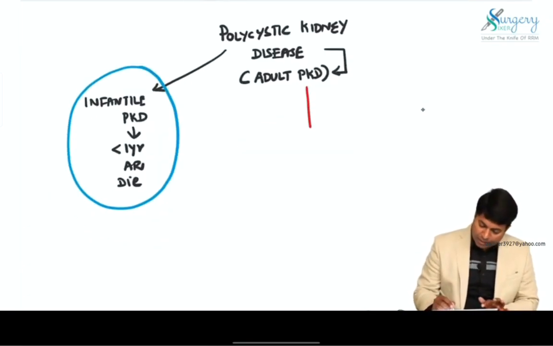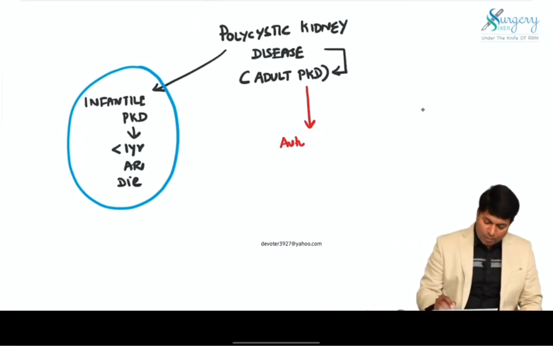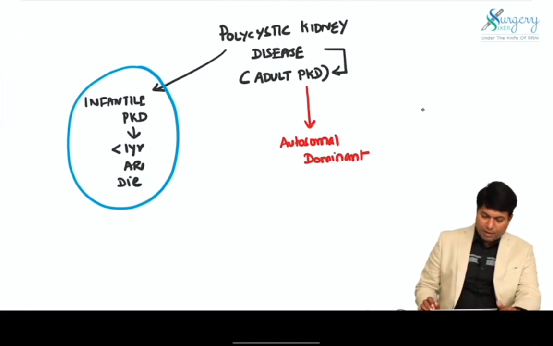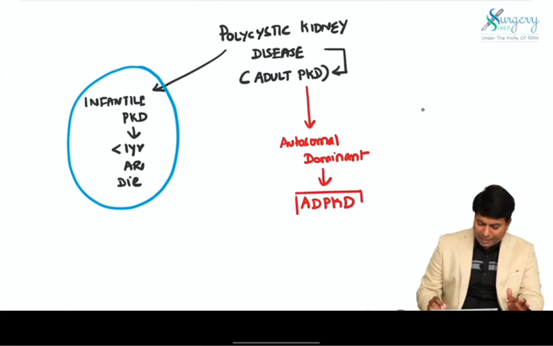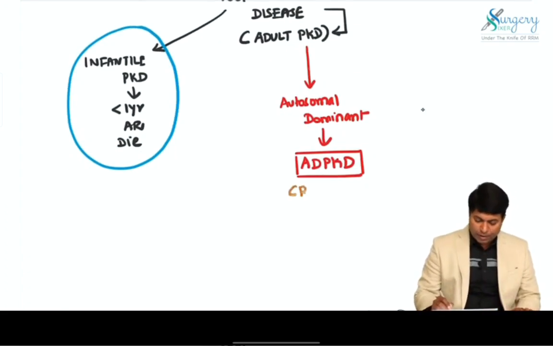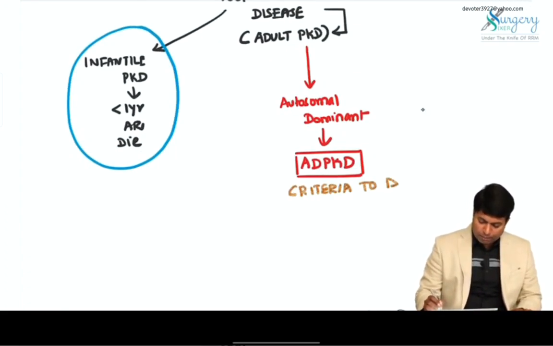What we are going to discuss is adult polycystic kidney disease. It is an autosomal dominant disease. Okay. So please remember, what is the criteria to diagnose adult autosomal dominant polycystic kidney disease? Very important for your exams, from Bailey and Love.